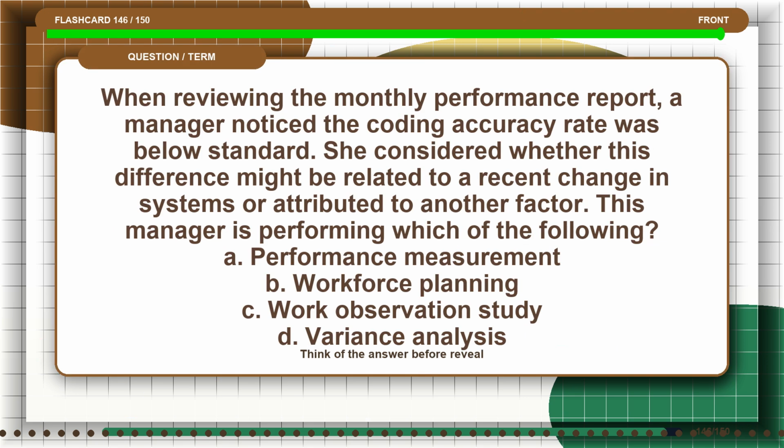Flashcard 146. When reviewing the monthly performance report, a manager noticed the coding accuracy rate was below standard. She considered whether this difference might be related to a recent change in systems or attributed to another factor. This manager is performing which of the following? A. Performance measurement. B. Workforce planning. C. Work observation study. D. Variance analysis. Think of the answer before the reveal.